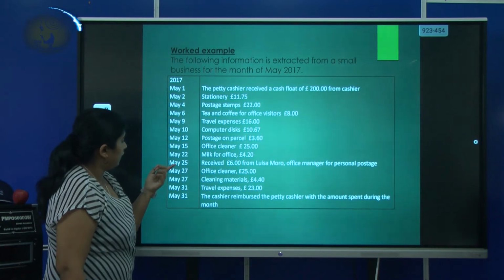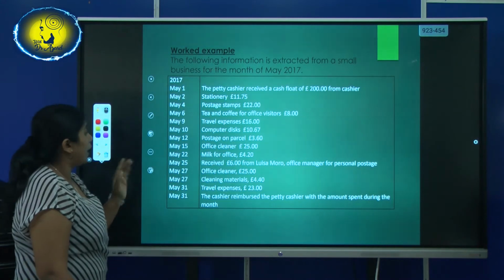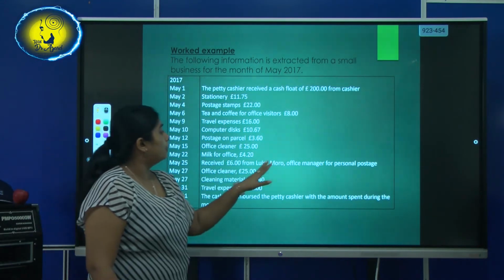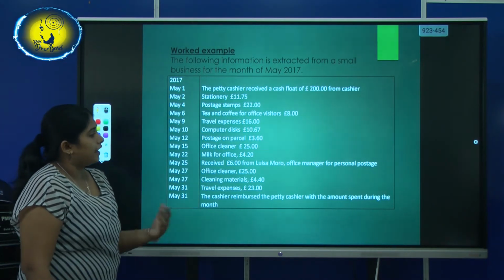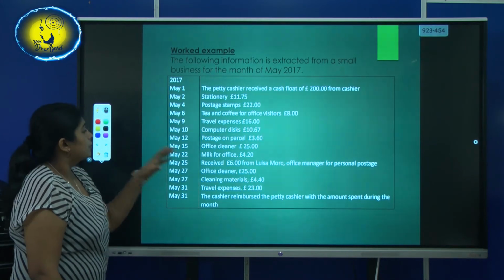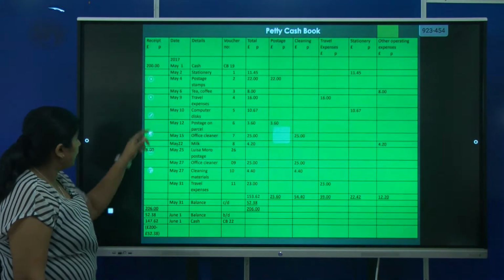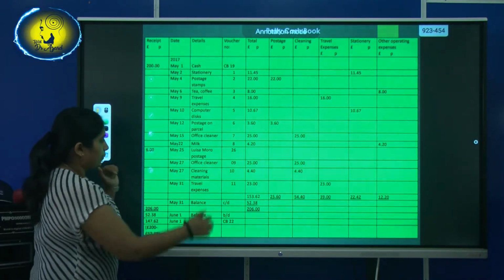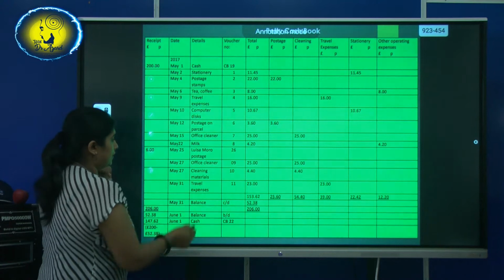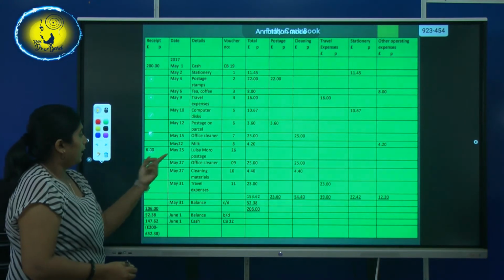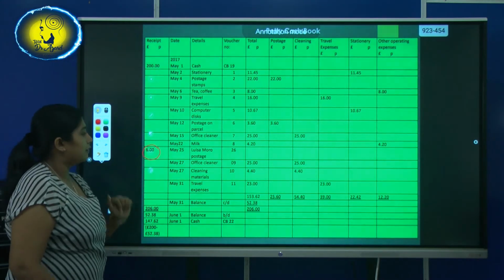Now if you can see, on May 25th you have received, this is a receipt, not a payment. You have received 6 pounds from Louisa Moro, office manager for personnel. She has come and taken some postage, so for that we are receiving. Which column will it be written in? It will be written in the receipt column. So you can see Louisa Moro, voucher number, that means receipt number 26, May 25th. It will be debited. So the debit column, the only column we have, is the receipt column.